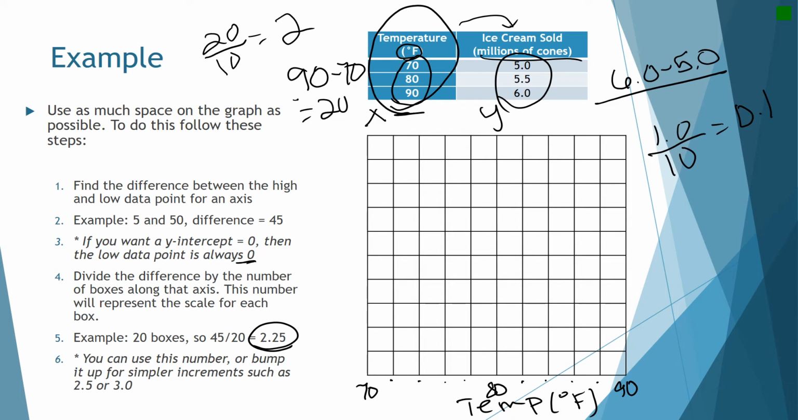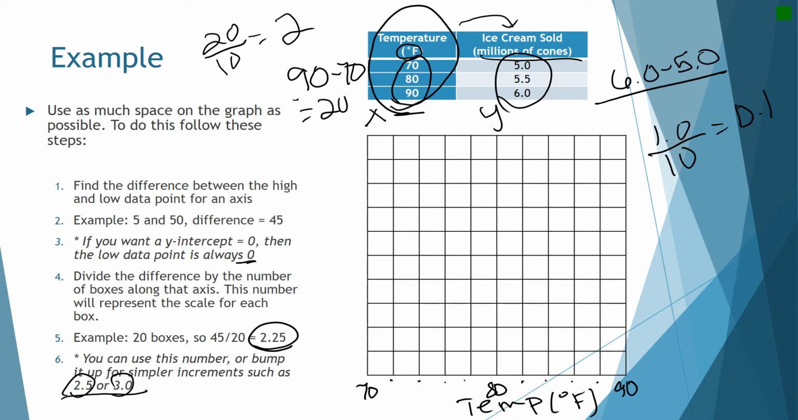You never round down because otherwise you'll run out of boxes. But it'd be a lot easier to count. Instead of 2.25, you make every box 2.5 or 3, depending on what is the best situation for you. Now, knowing that, you will not use all of the graph, but you will use most of the graphing space.